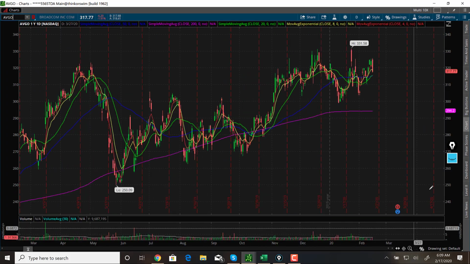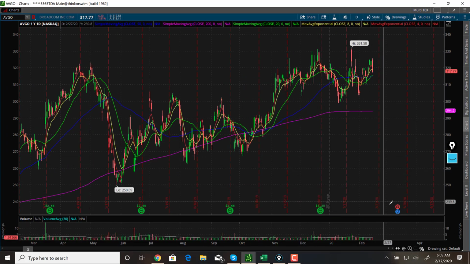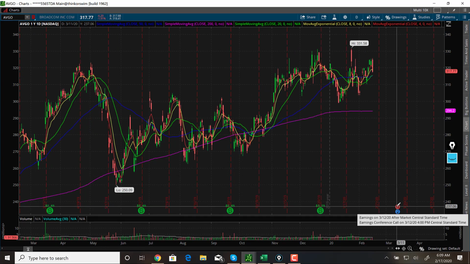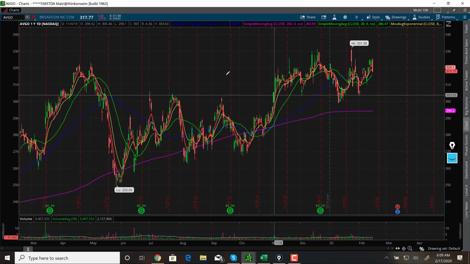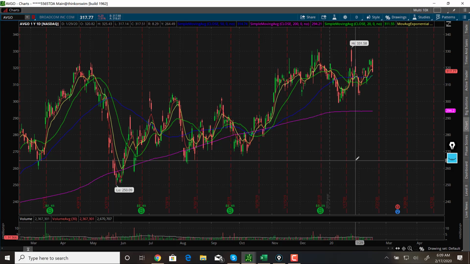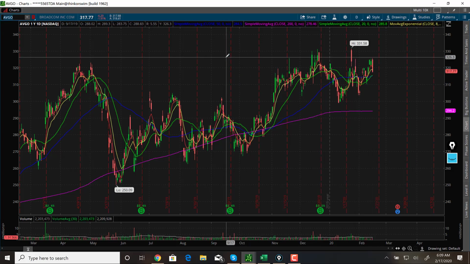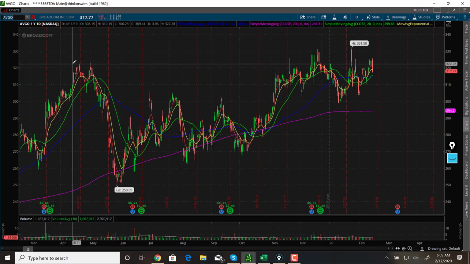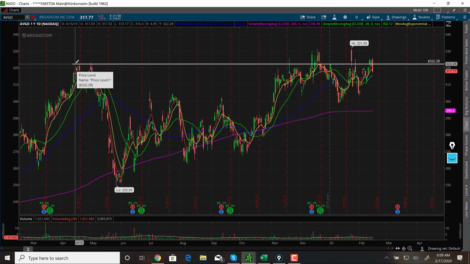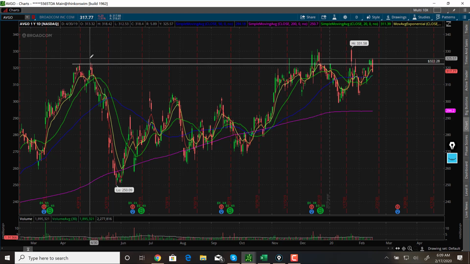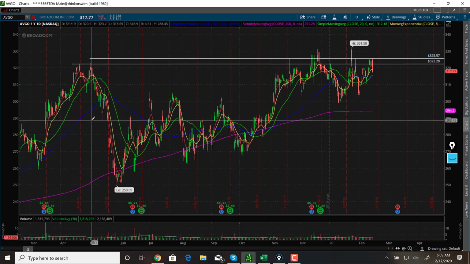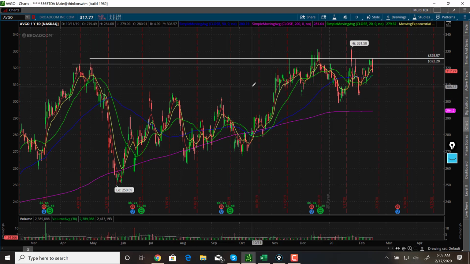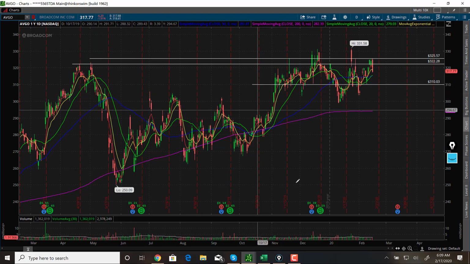Alright. So we have earnings on the 12th, March 12th. Alright, now we got to map out our support and resistance. So we got this over here. Obviously, resistance right there. Right there. So it's all overall moving sideways to up.